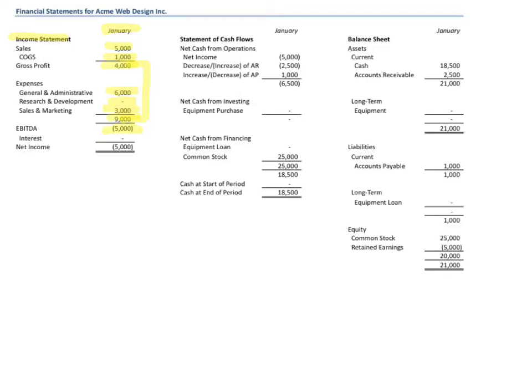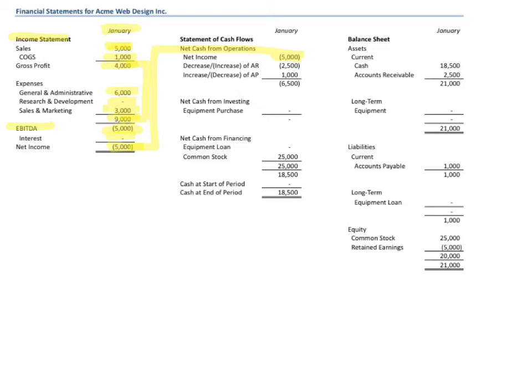That's our fancily named subtotal, earnings before interest, taxes, depreciation, and amortization, or called EBITDA. We have no interest, we didn't pay anything to the bank, and so therefore our net income is a $5,000 loss, which means we didn't make any money here. That $5,000 goes over to the top of the statement of cash flows. And then $5,000 worth of the sales wasn't paid to us.